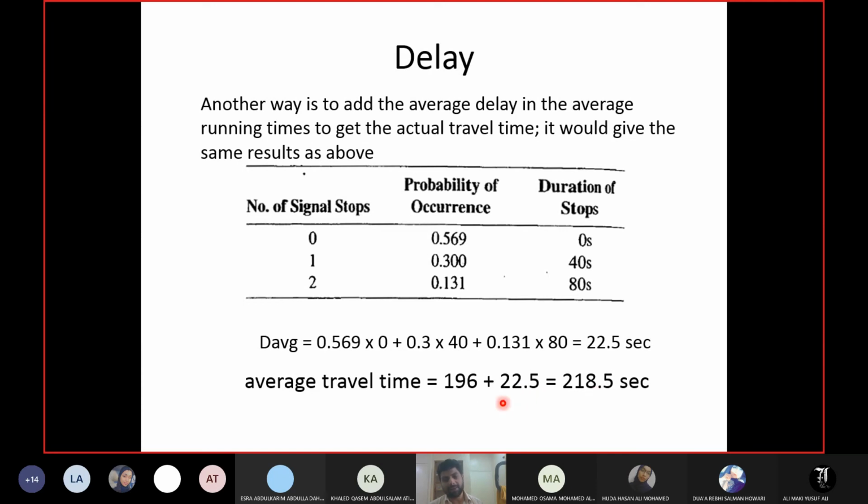So if you have any of these two values, you can calculate the third one. Running time plus delay is travel time, or travel time minus delay is running time, and so on. If you have any two values, you can calculate the third one.